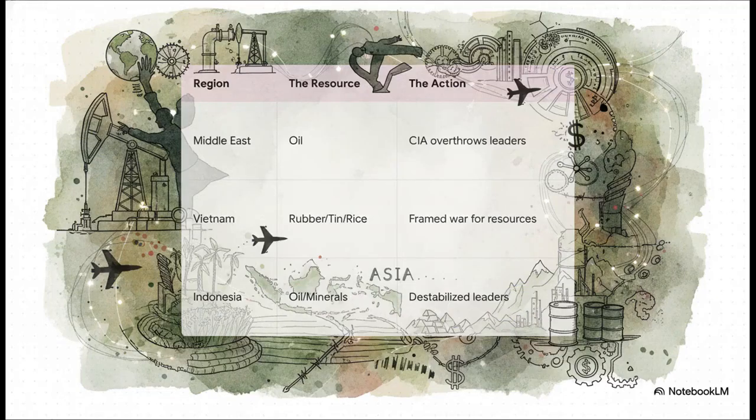And believe me, this was not just some idea on paper. Oh no, it became a playbook, a formula they could use over and over again. Look at the Middle East. The resource was oil. The action? Used the CIA to topple any leader who even thought about nationalizing it. Or Vietnam. The resources were rubber, tin, and rice. Dulles himself called it the Rice Bowl of Asia. So the war was sold as a fight to secure those resources. You see the pattern, right? It's the same move, different country.